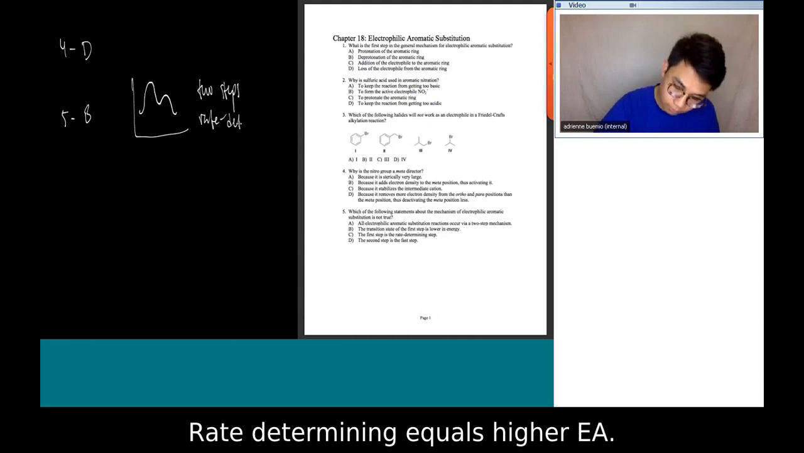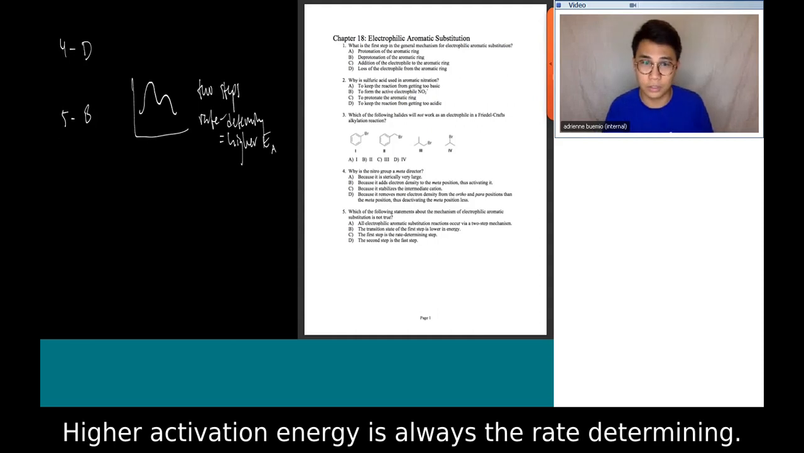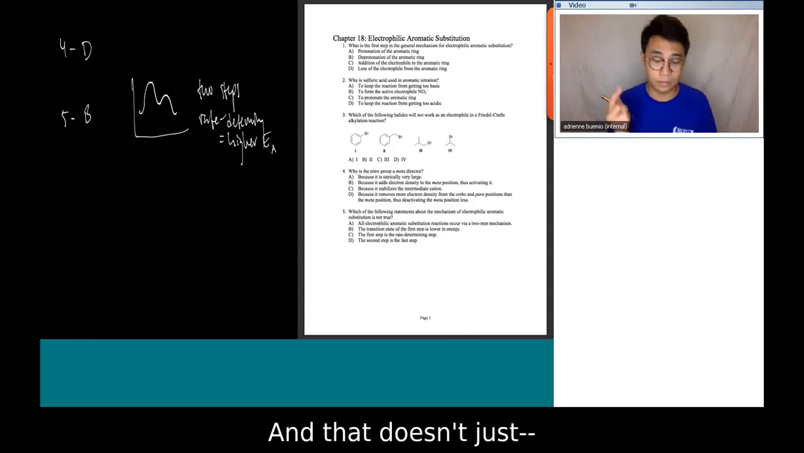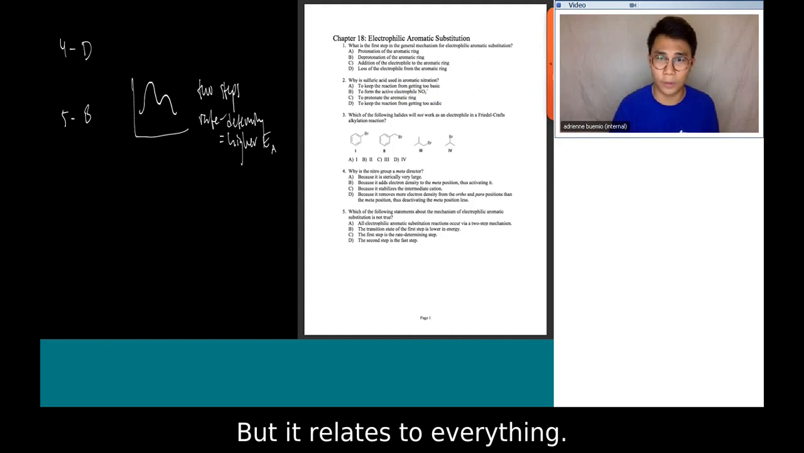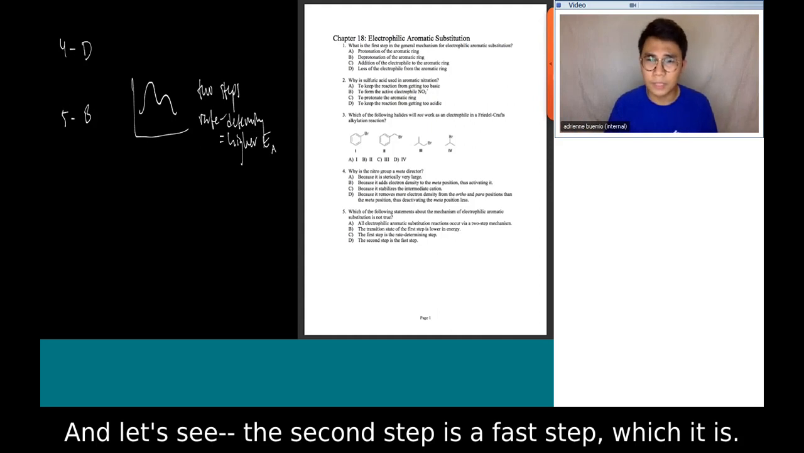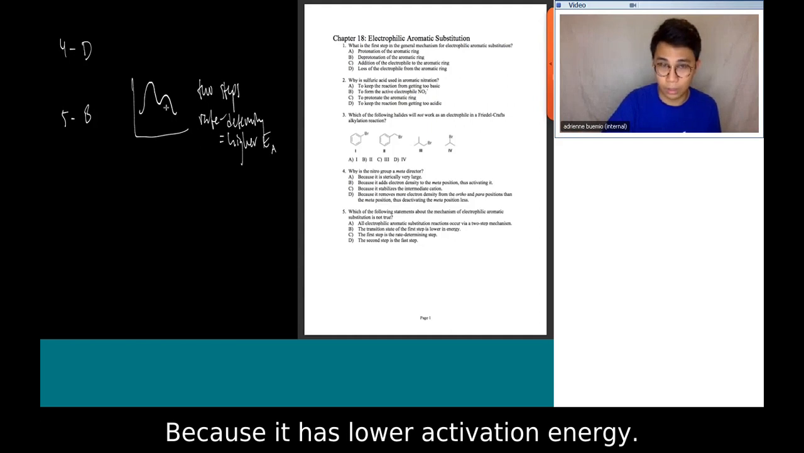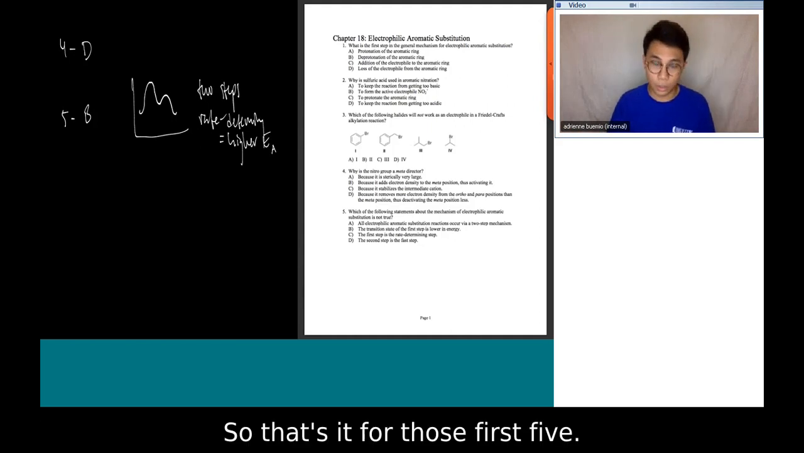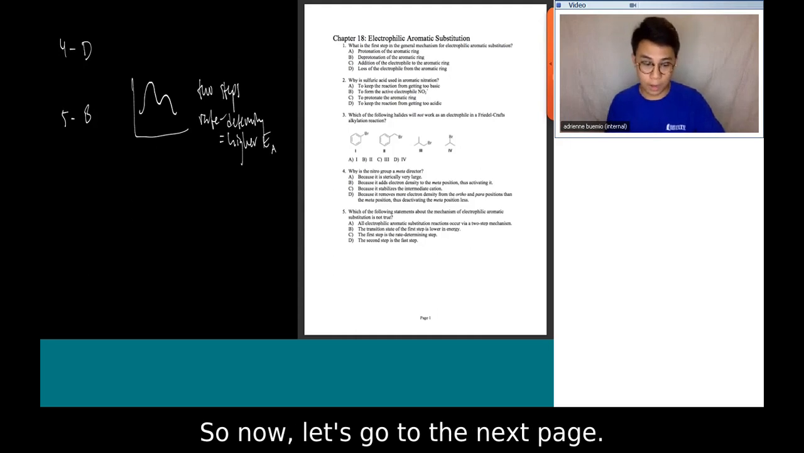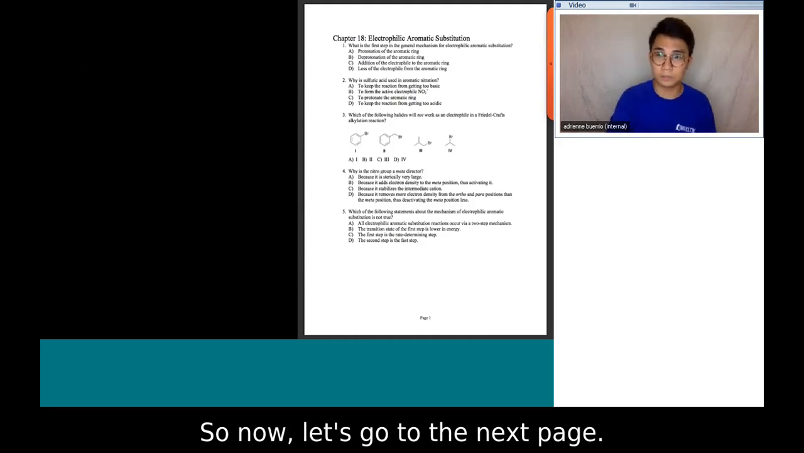Rate determining equals higher EA, right? Higher activation energy is always the rate determining step, and that doesn't just relate to this specific one, it relates to everything. And let's see, the second step is a fast step, which it is because it has lower activation energy, right? So that's that. So that's it for those first 5. So now let's go to the next page.